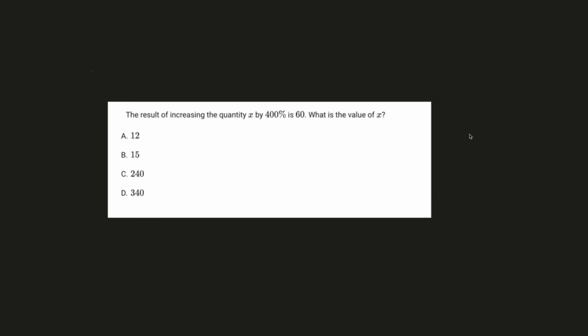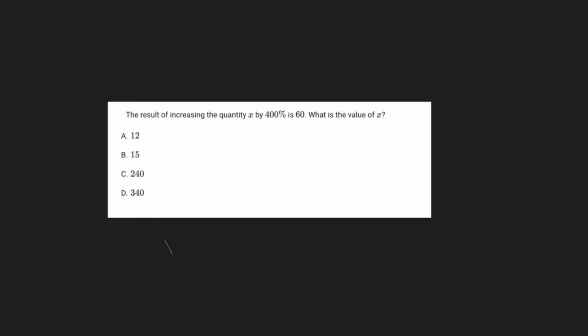So this is a very common percent problem that you might get on your exam. So it says the result of increasing the quantity x by 400% is 60. What is the value of x? All right. So first off, let's just write a mathematical equation to represent this scenario.